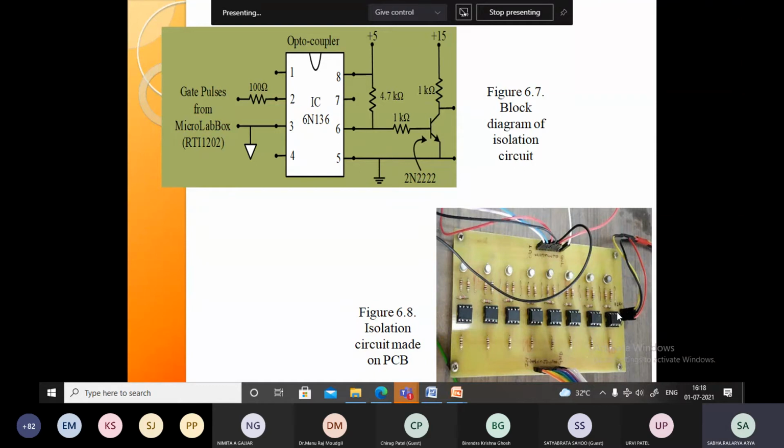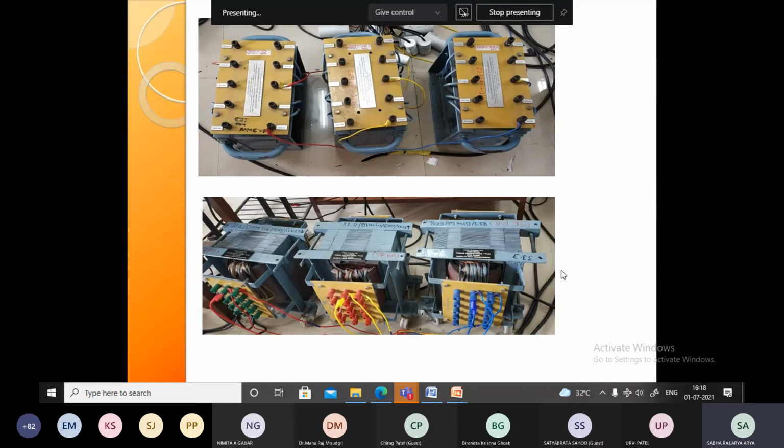By this one you can maintain the isolation, and by this one you can maintain the amplification. Transformers you can see, inductors you can see. These are inductors, these are transformers.